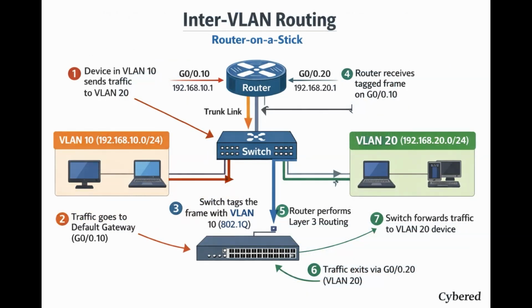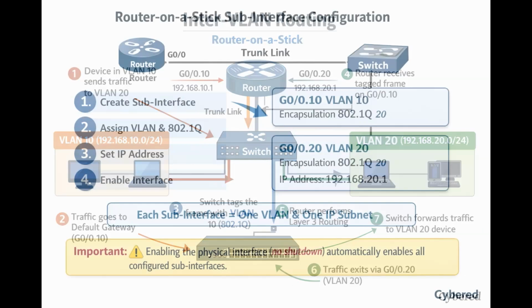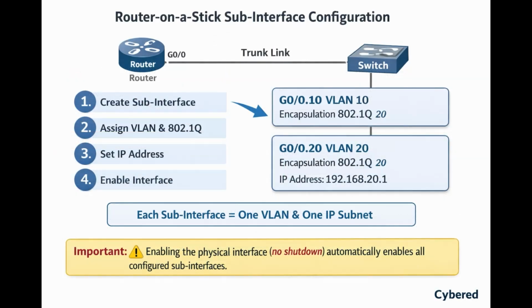How traffic flows between VLANs. When a device in one VLAN communicates with a device in another VLAN, the source device detects the destination is on a different subnet, traffic is sent to the default gateway, the switch tags the frame with the source VLAN ID, the router receives the frame on the matching sub-interface, the router performs a Layer 3 routing decision, traffic exits the router through the destination VLAN sub-interface, and the switch removes the VLAN tag and forwards the frame to the destination device. So here we go: sub-interface configuration.